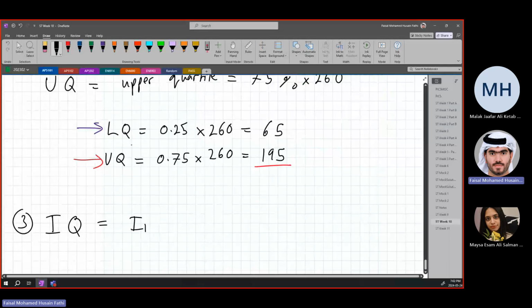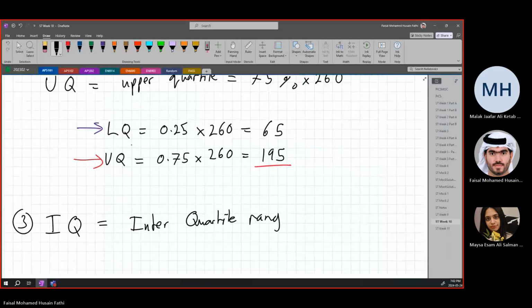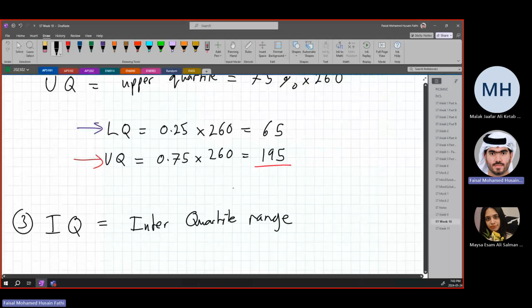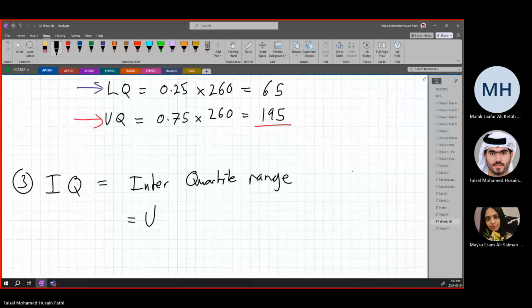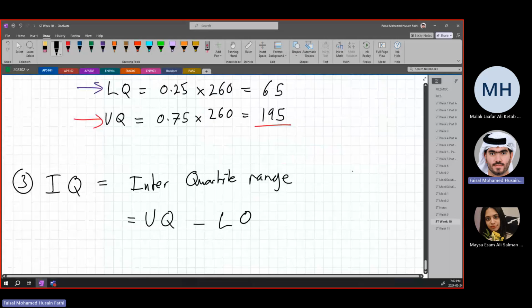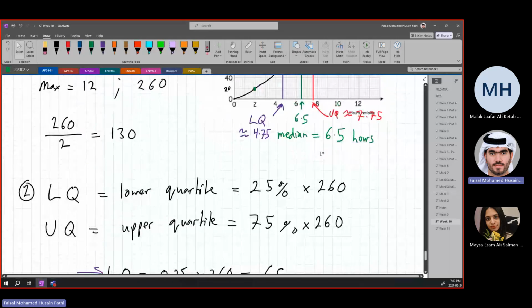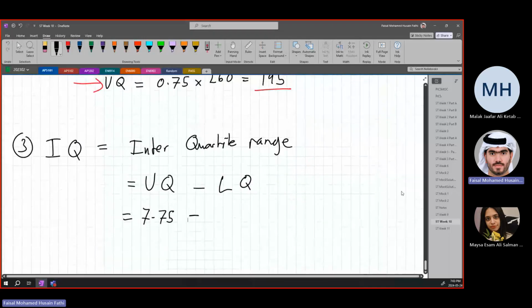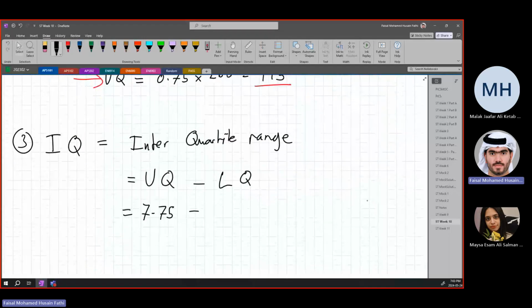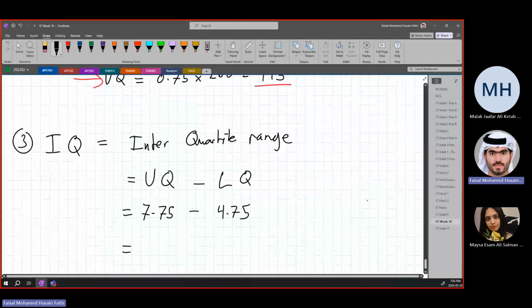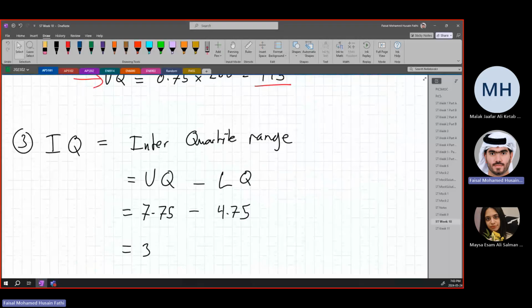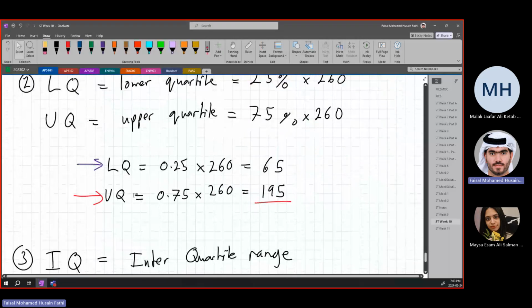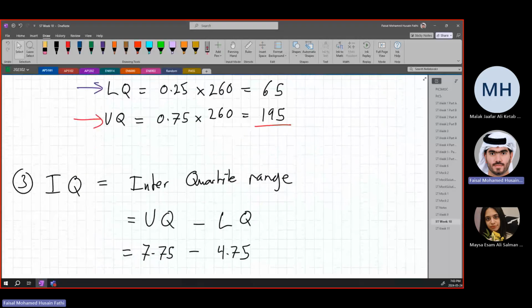And then the last part that they might ask you is to find the interquartile range. What this basically means is it's just the upper quartile minus the lower quartile values that you find. That's all that is. So the upper quartile was 7.75 minus the lower quartile, which is 4.75. So it is equal to 3. And this is your range: 3 hours of revising. Okay, and that's pretty much it.